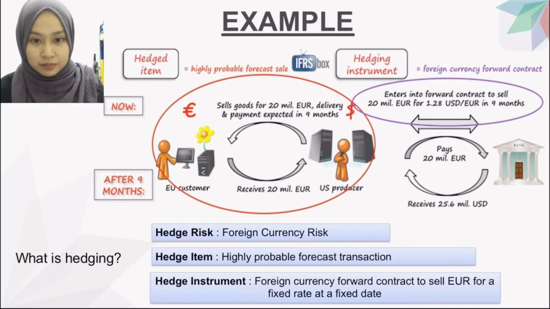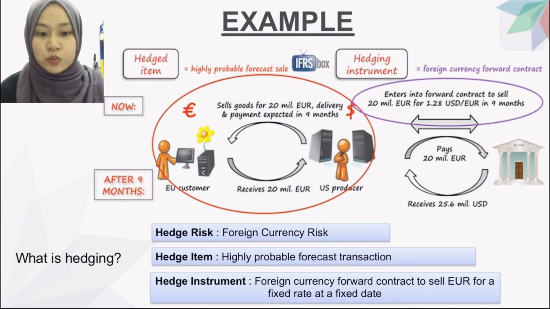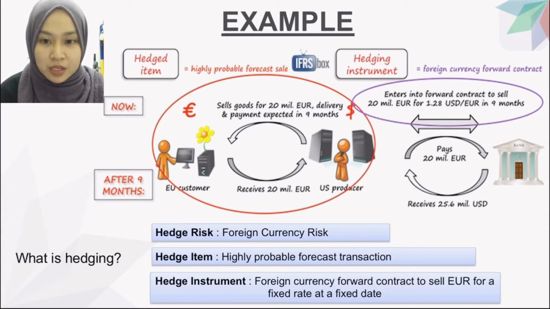However, your company is afraid that due to movement in foreign currency risk, it will become significantly less USD after 9 months. Therefore, your company will enter into a foreign currency contract with the bank for 20 million euro at some fixed rate in 9 months. This means that your company will offset the foreign currency to reduce the potential risk that may happen due to foreign currency movement 9 months later in the future.